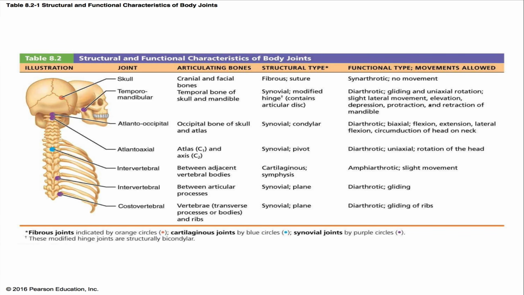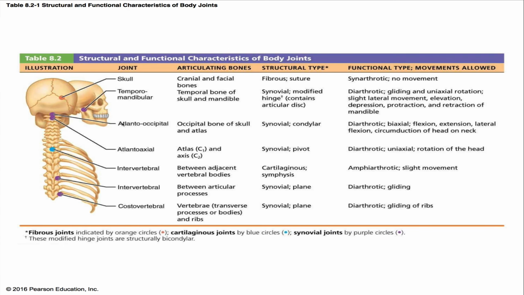Now, we're going to be talking about all these movements, but before we get there, let me just mention that there are 6 types of synovial joints. These are hinge joints, pivot joints, ball and socket joints, plane joints, saddle joints, and condyloid joints. We'll be talking about these in the second part of this lecture for chapter 8.